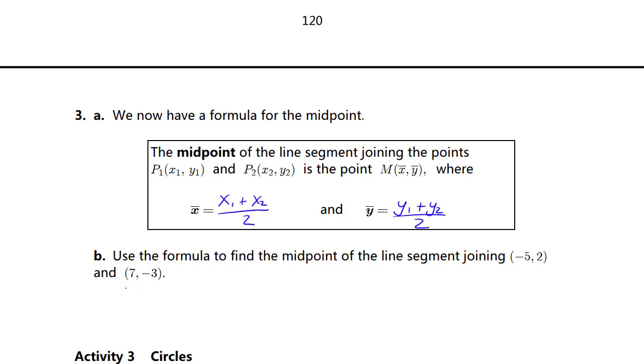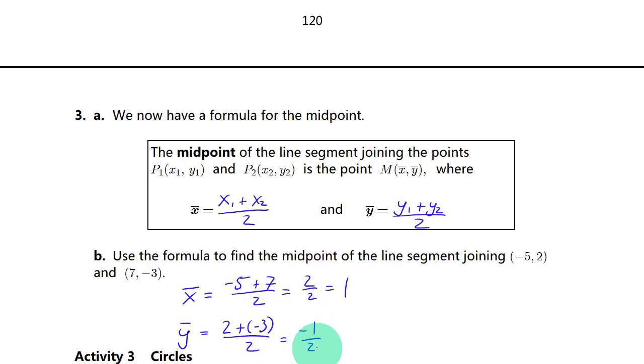Okay, so here is the answer. The x-coordinate is going to be x1, -5, plus x2, 7, all divided by 2, which comes out to be 2 over 2, which is 1. The y-coordinate of the midpoint will be 2 plus -3 all over 2, which is -1/2, or -0.5. That makes the midpoint 1, -0.5.